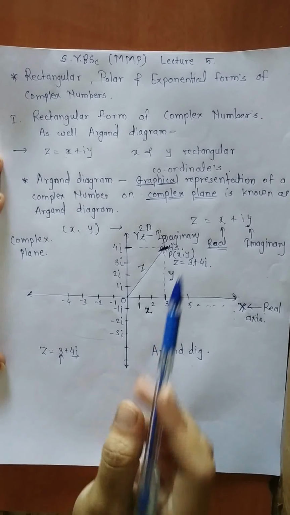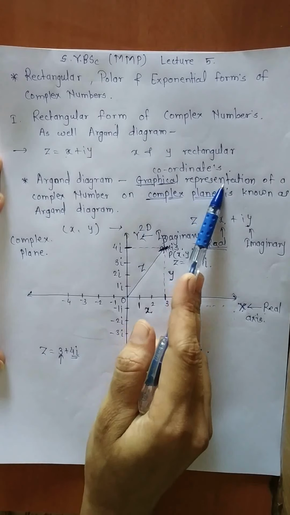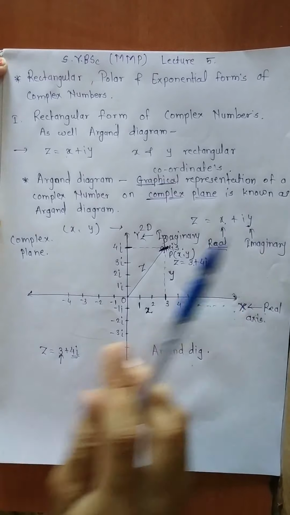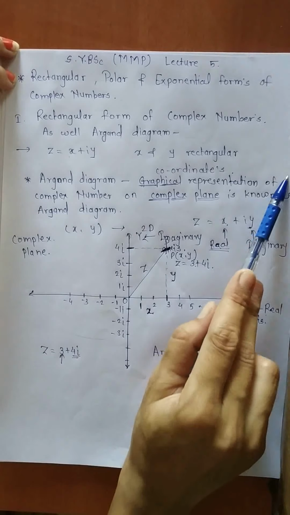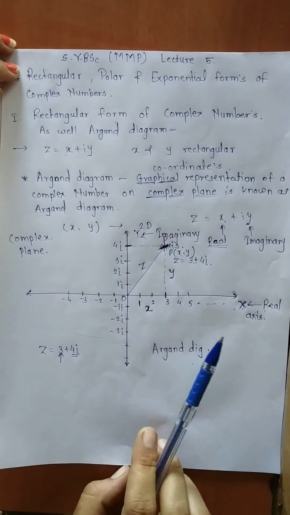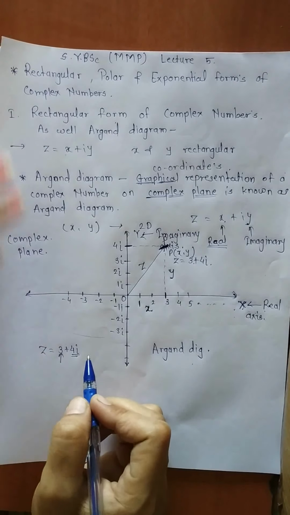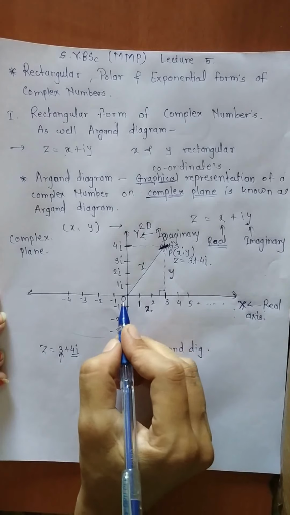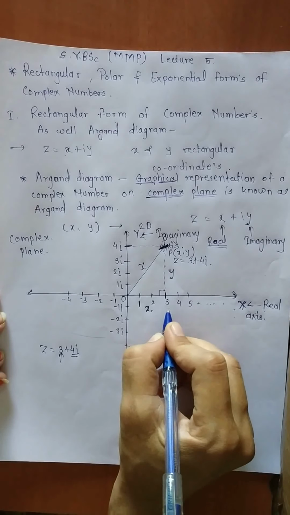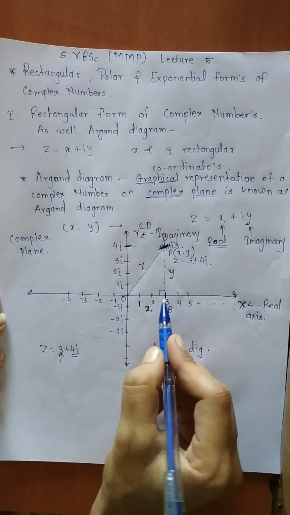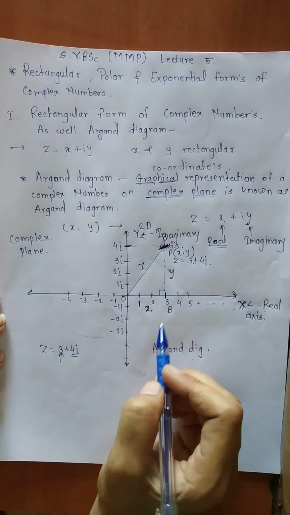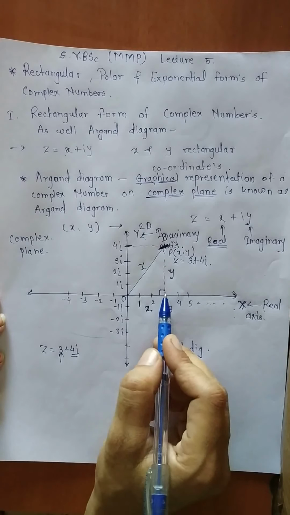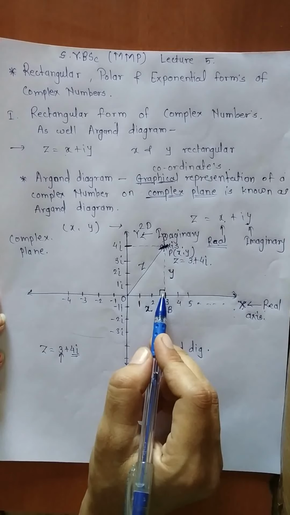The geometrical or graphical representation of a complex number on the complex plane is known as an Argand diagram. Now, if you observe this triangle, OP, and let me call this B, so OBP is a right angle triangle. So I can apply Pythagoras theorem here.